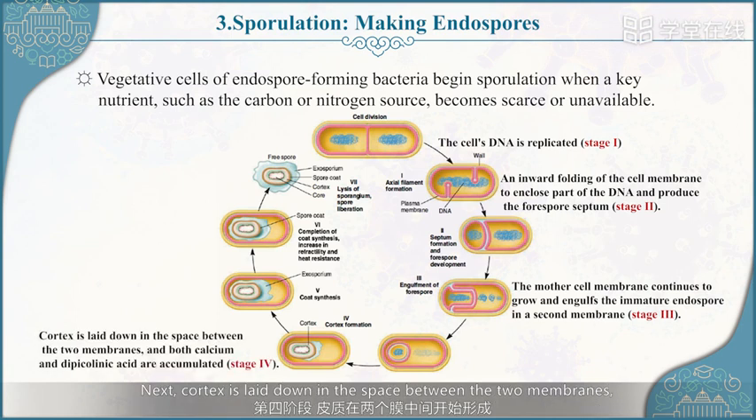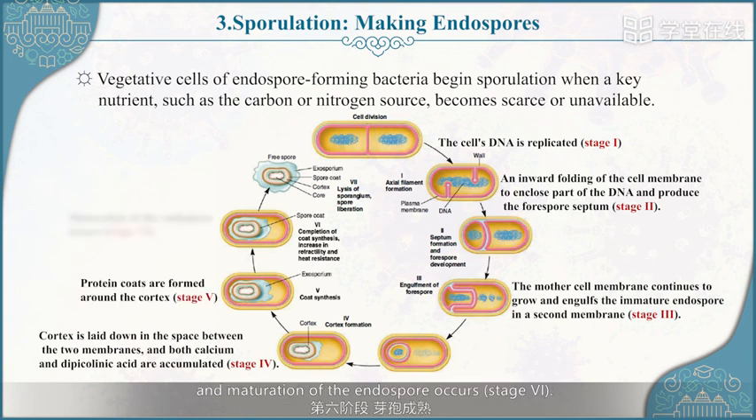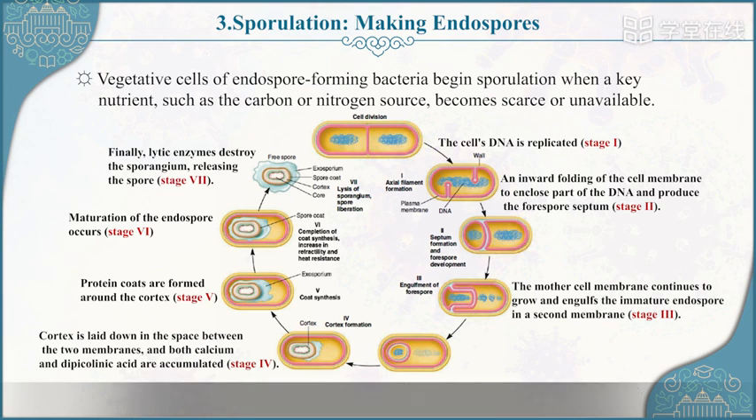Next, cortex is laid down in the space between the two membranes, and both calcium and dipicolinic acid are accumulated, stage 4. Protein coats are formed around the cortex, stage 5, and the maturation of endospores occurs, stage 6. Finally, lytic enzymes destroy the sporangium, releasing the spore, stage 7. Sporulation requires about 10 hours in Bacillus megaterium.